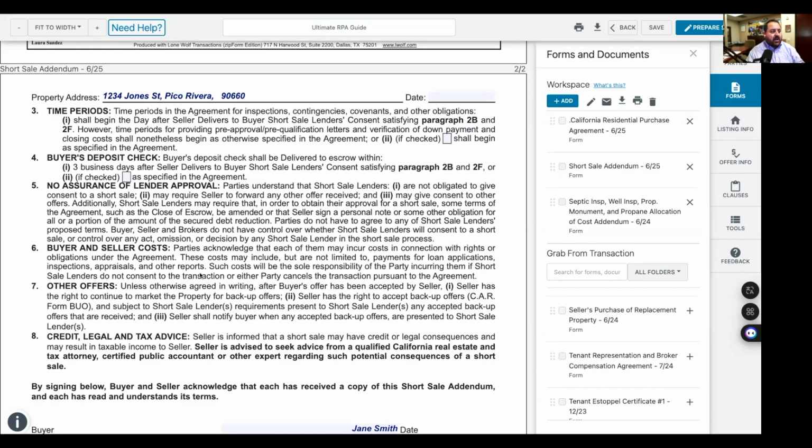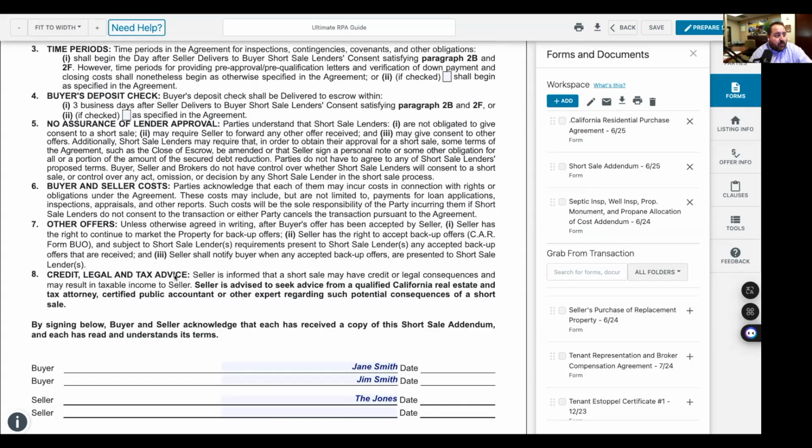The buyer and seller costs: the seller's costs are going to get covered by the short sale lenders. The buyer's costs are the buyer's costs. They're going to have to pay it. And if they lose out on something, if it doesn't get approved and they've paid for inspections and appraisals, that money is just spent. Okay. You have to make sure they're aware of that.